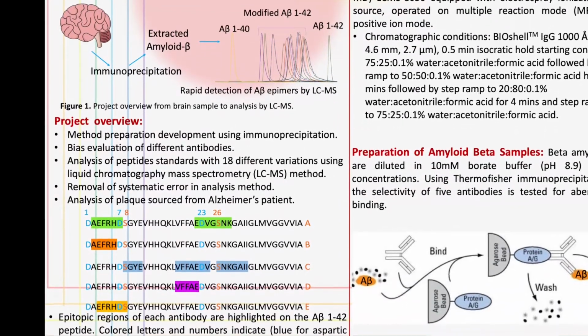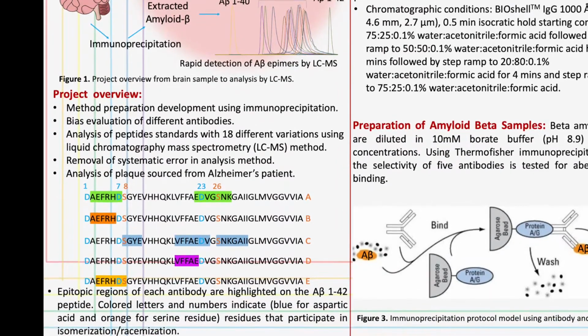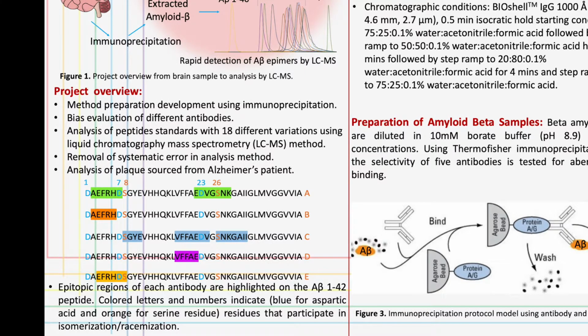To determine which antibodies will efficiently pull out all of the 18 epimers, we will be testing out 5 different antibodies with different epitopic binding regions. Epitopic binding region is the region on the antigen, which in our case is our amyloid beta, that the antibody binds to. Here I have highlighted the epitopic binding regions of the antibodies A through E. I have also mentioned the location of aspartic acid residues at 1, 7, and 23, and serine residues at 8 and 26.